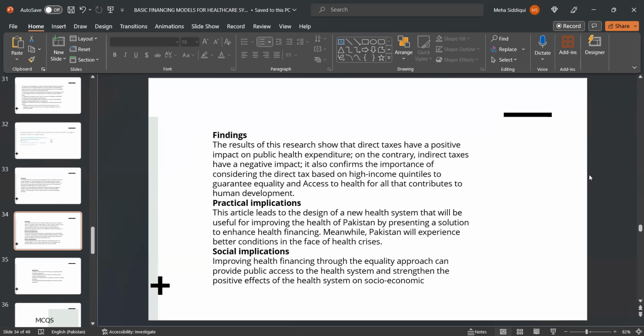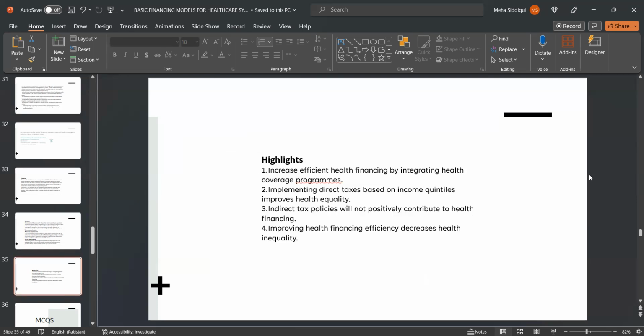Social implications: improving health financing through the equality approach can provide public access to the health system and strengthen the positive effects of the health system on social economy. Highlights: first, increase efficient health financing by integrating health coverage programs; second, implementing direct taxes based on income quantiles to improve health quality; third, indirect tax policies will not positively contribute to health financing; and fourth, improving health financing efficiency decreases health inequality.